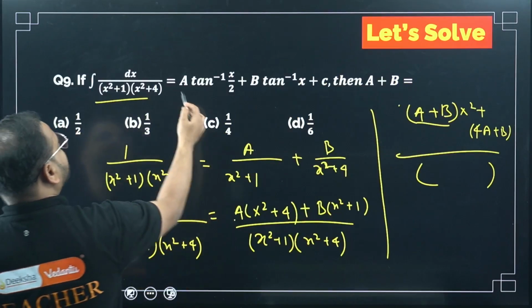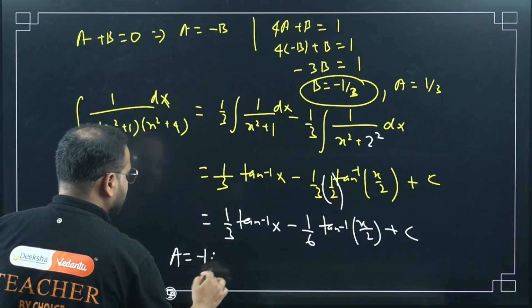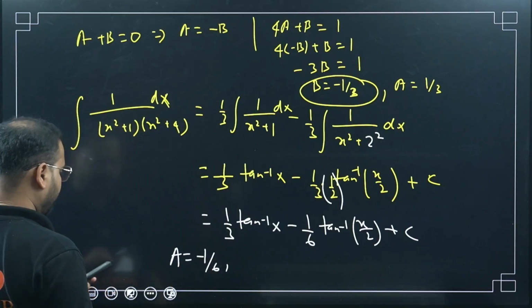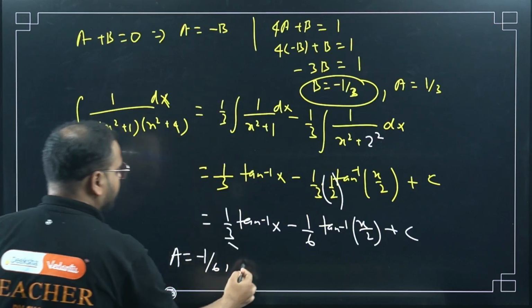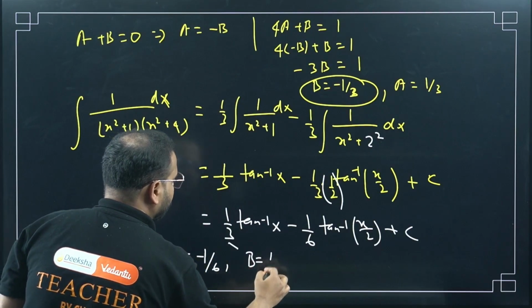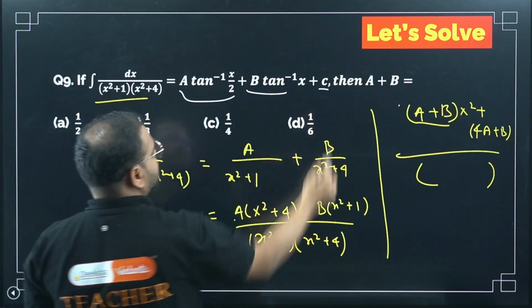Compare it. a tan inverse of x by 2. What is my a? My a is minus 1 by 6, and then the one b tan inverse of x. So what is my b? 1 by 3. My b is 1 by 3. Okay, and c is as it is. Please check. This is a constant, so as it is.